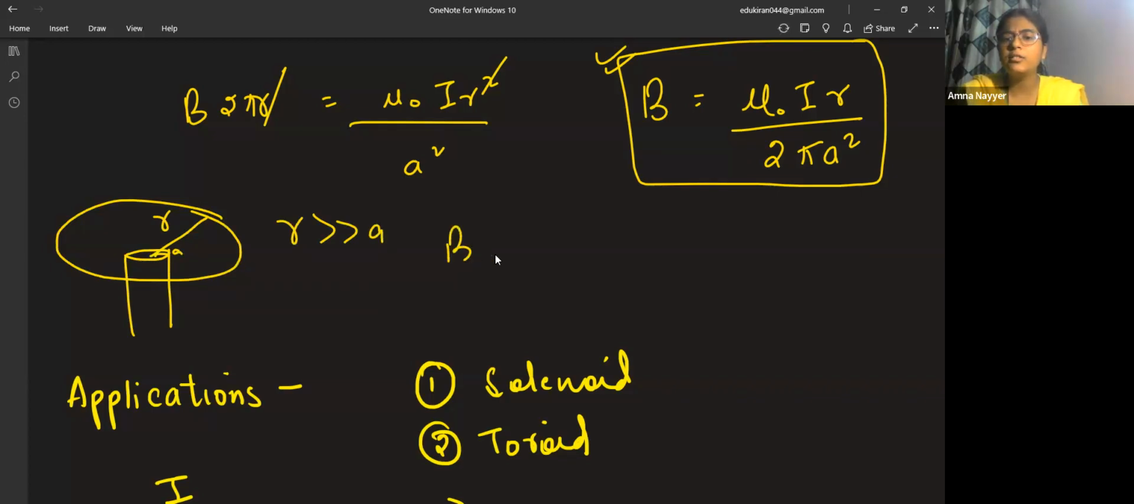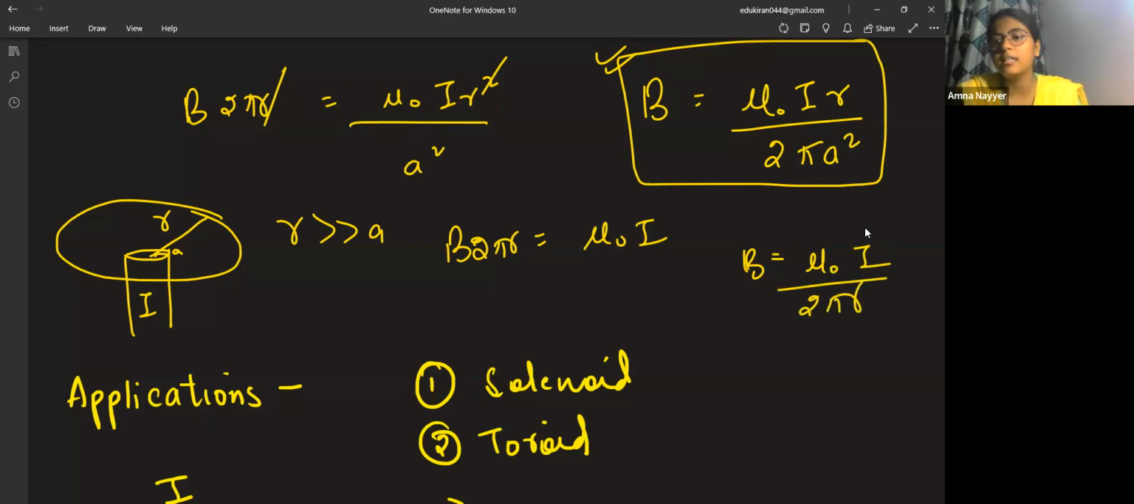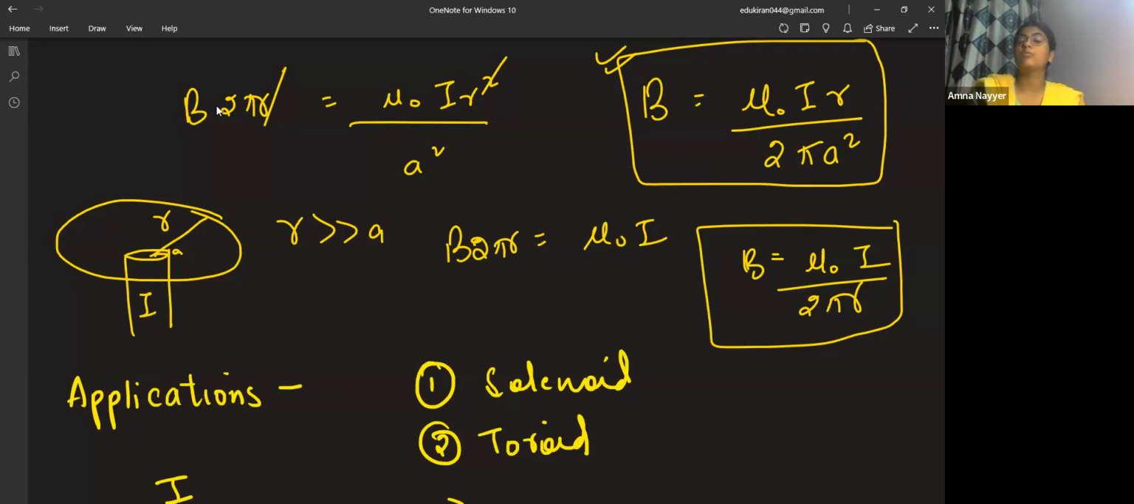Now your B times 2 pi r will directly be equal to mu naught I, because now the current I that is flowing is already enclosed. So you don't need to find it for this section because your I is already getting enclosed. So for outside, your formula will become mu naught I by 2 pi r. Both of these are very important. This is for outside; earlier we did it for inside. Once more, we'll see this, because the graph is also very important. The formula is also very important.